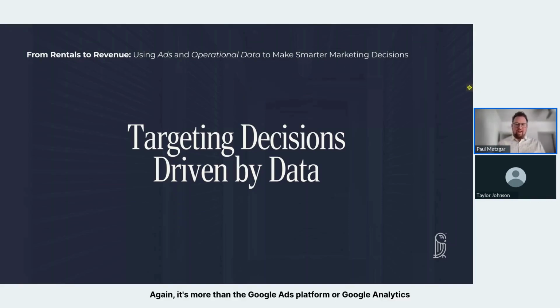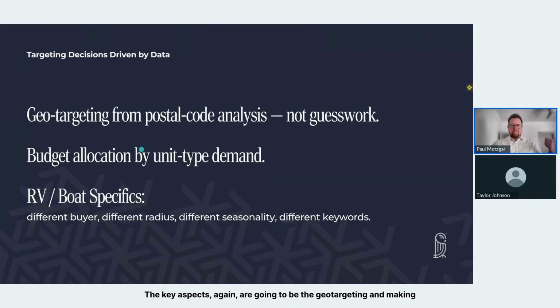It's more than the Google Ads platform or Google Analytics platforms can offer. So a lot of agencies just don't know what to do with that data. The key aspects are going to be the geo-targeting and making sure that your postal code analysis really drives the Google Ads targeting. It's not guesswork. It's not a 15-mile radius or even a 5-mile radius. It's not some arbitrary number. It's taking the data and allowing it to tell you where to continue to put in that ad spend.